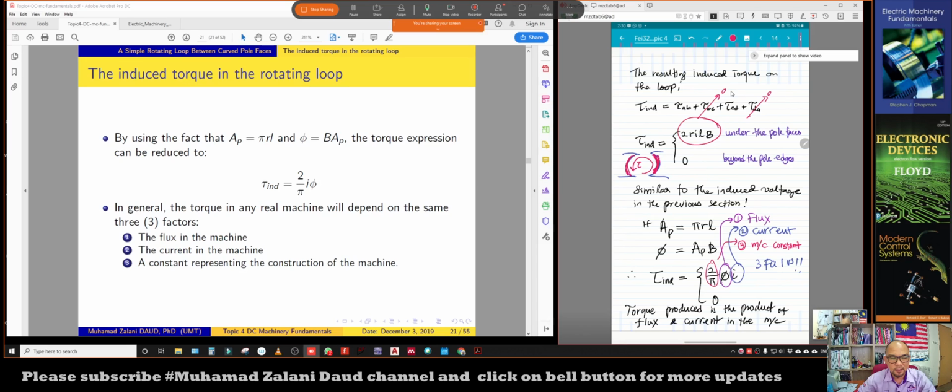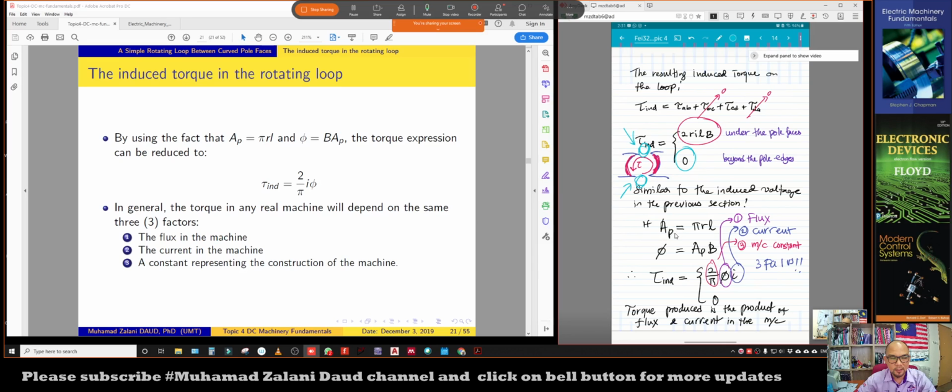But for the section beyond the pole edge, which I'm showing here, the torque induced is 0. So the total torque acting on this rotor is 2rILB. Then we can further translate this 2rILB equation into something we can understand, related to the behavior of the electric motor.